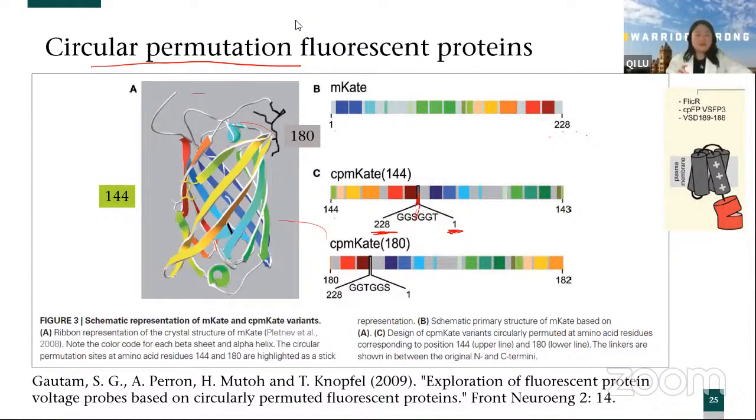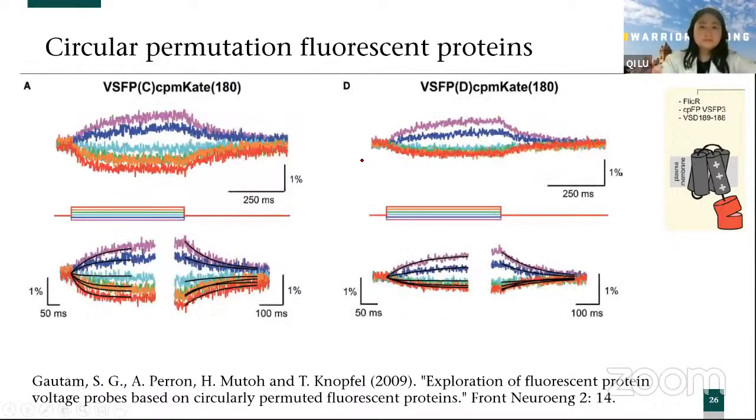Because in this design, the fluorescent protein is still functional, but there's some property change. The change linked to other proteins will be at different positions for the mutant one compared to the original one.